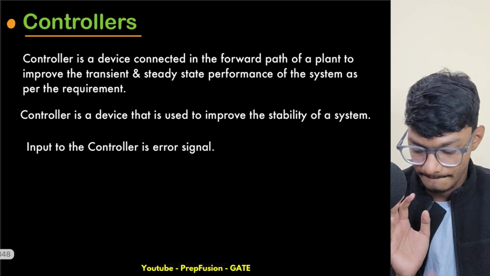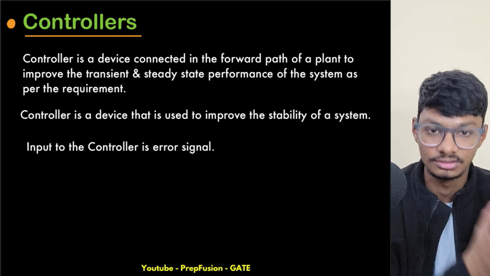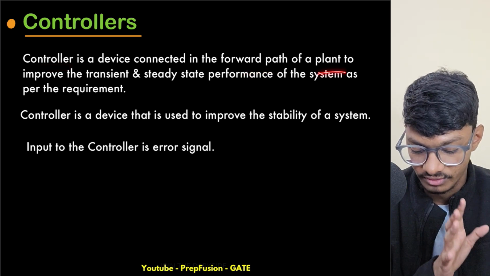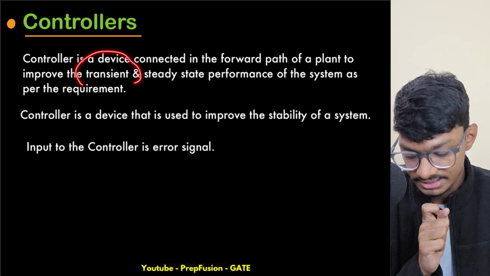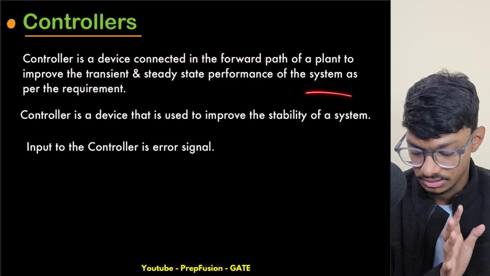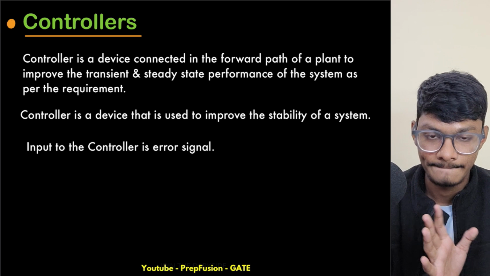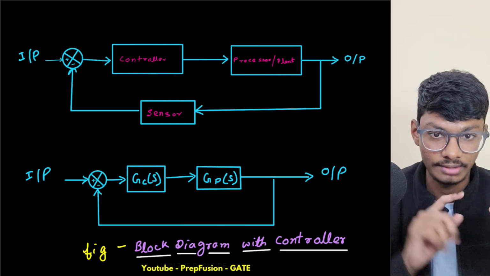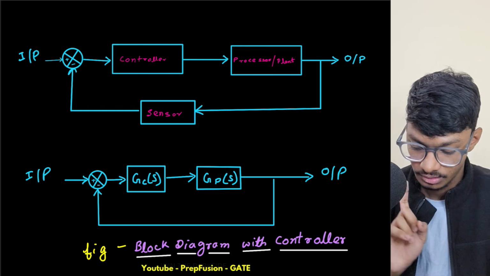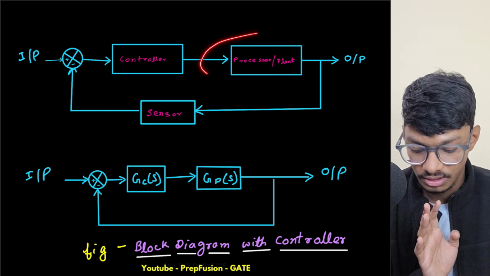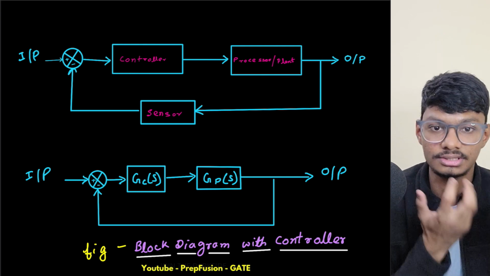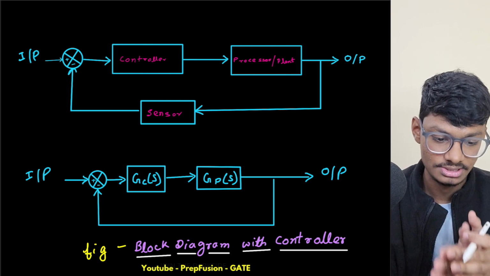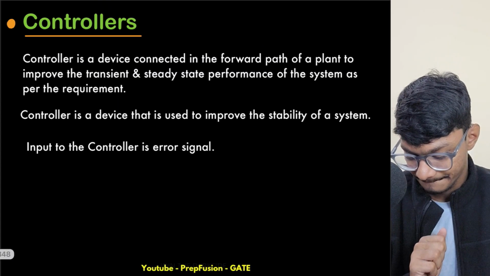Okay, so let's first understand what is a controller. A controller is a device connected in the forward path of a plant to improve the transient and steady state performance of the system as per the requirement. Here I have shown you the block diagram in the first chapter itself, that we connect the controller here to improve the plant performance, the transient and the steady state performance. So now you know the difference between the transient and the steady state performance.